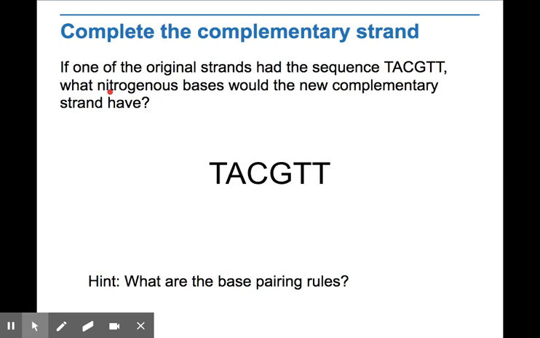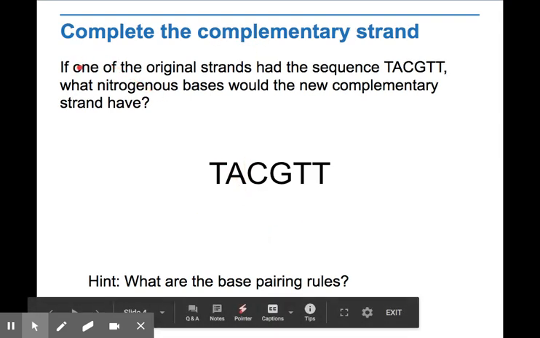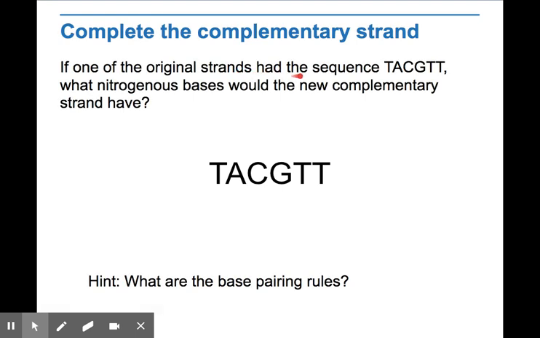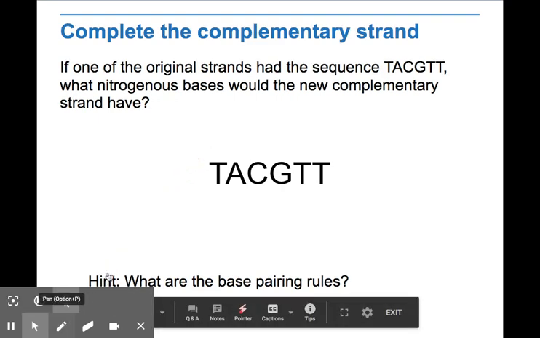Now, let's practice this. Here are the nucleotide bases of our original strand of DNA, and let's try to complete our complementary strand. Remember, complementary means the matching strand that will be created. So if one of the original strands has the sequence TACGTT, what nitrogenous bases would the new complementary strand have? Let's practice it here.